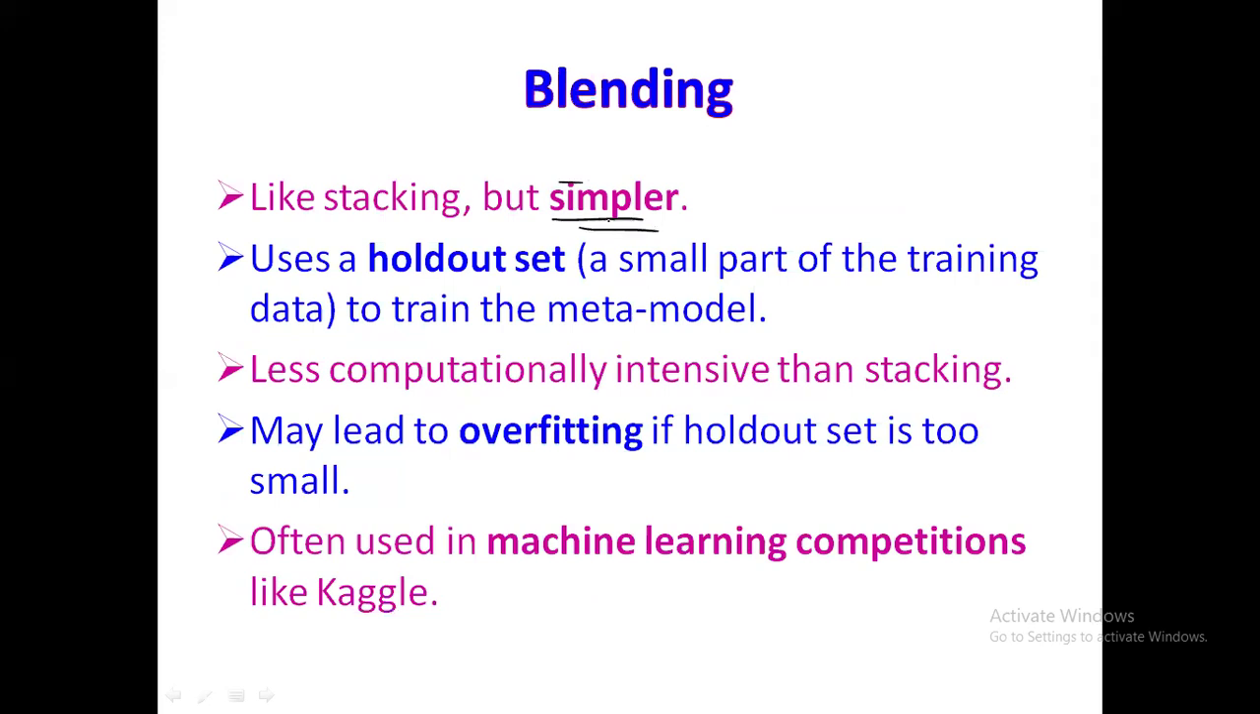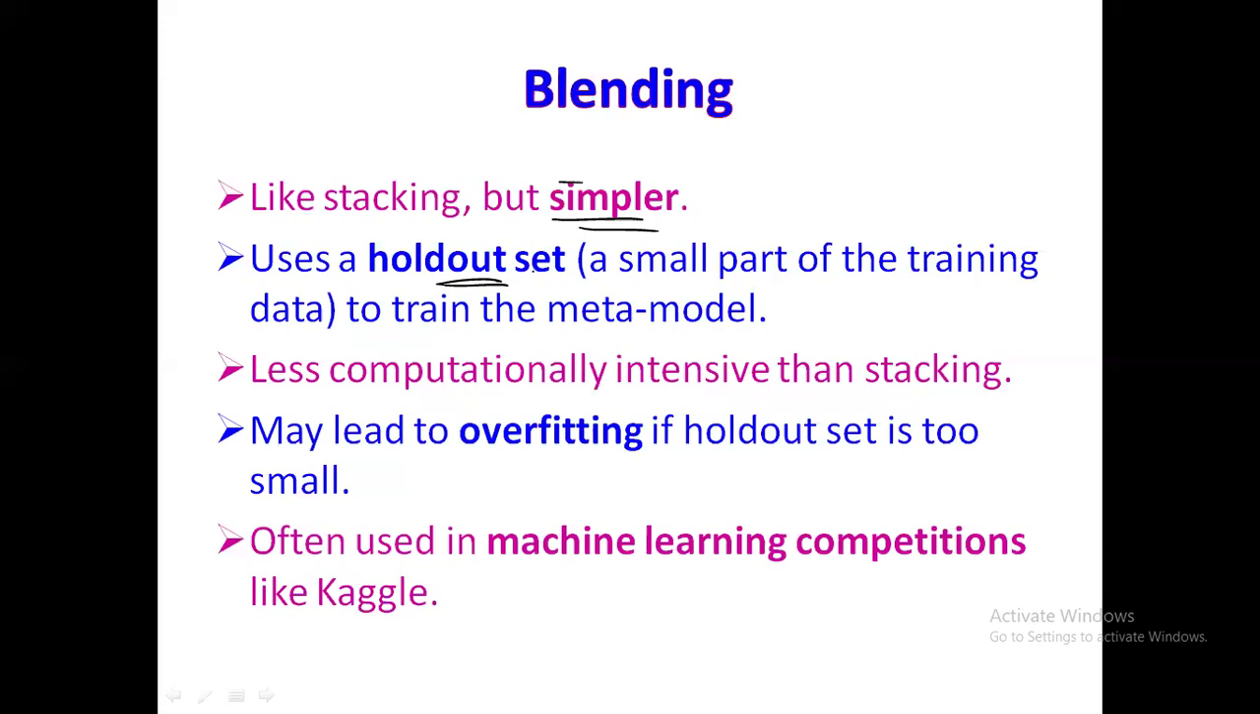Simpler and more efficient process. Instead of using cross validation to train the meta model, here what you are using is the holdout set. A small portion of the training data is used to generate predictions from the base models. These predictions then serve as input for training the meta model.